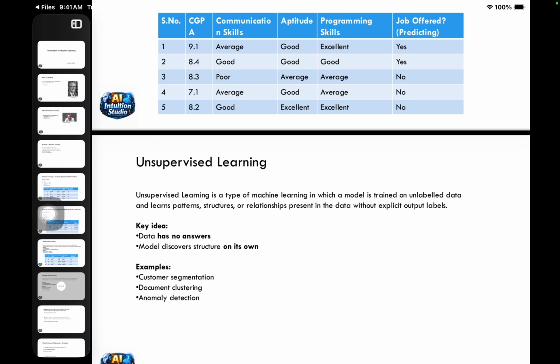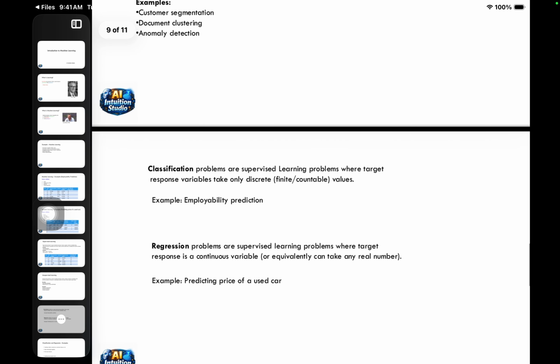Using this data, the model automatically groups customers based on similar behavior and characteristics. One group may consist of high income, frequent buyers, another group may consist of price sensitive customers. These groups are not given by humans, they are discovered by the algorithm. This process of finding natural groups in data without any label is called unsupervised learning. Let's move on.